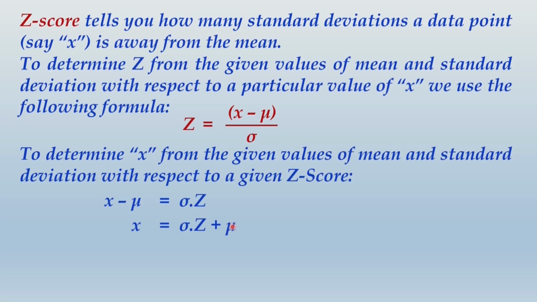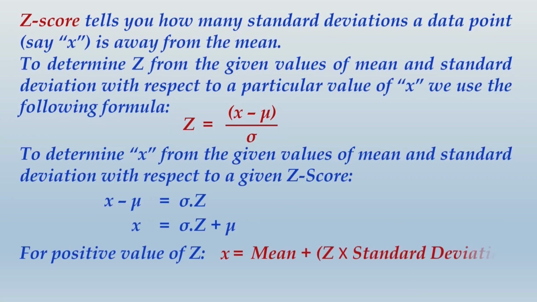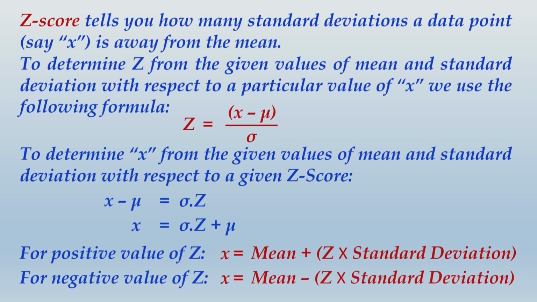So basically when you are doing this calculation, you may find that the z score itself could be either a positive or negative value, correct? Accordingly, for the positive value of z, x will be mean plus z into standard deviation, and for negative values of z, it will be x equals mean minus z into standard deviation.